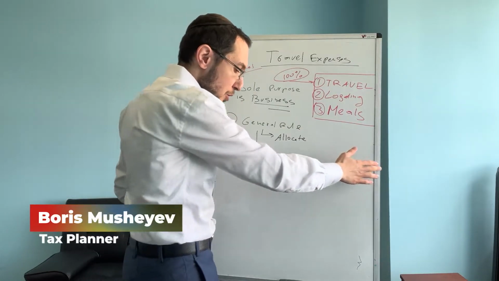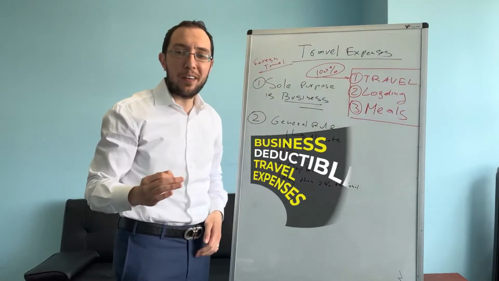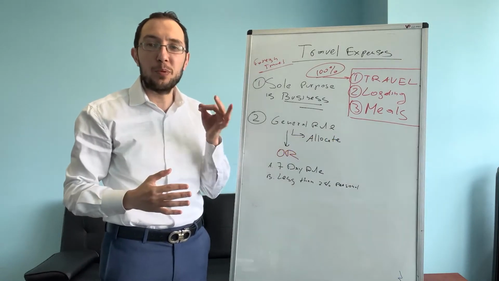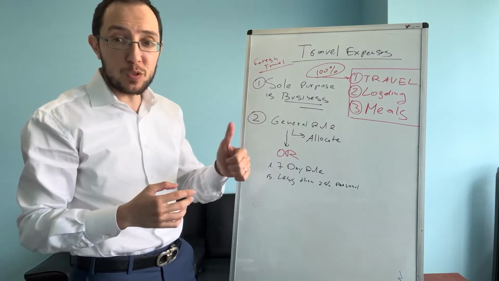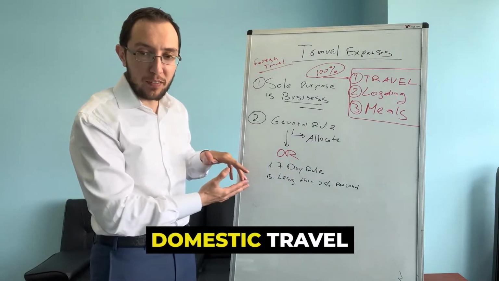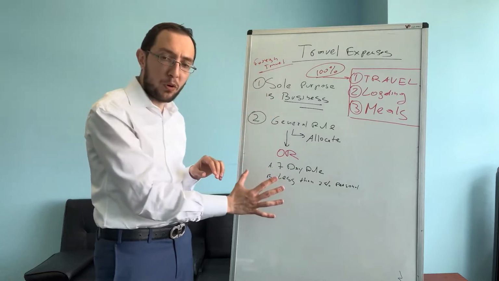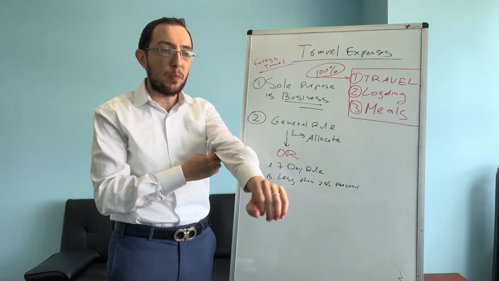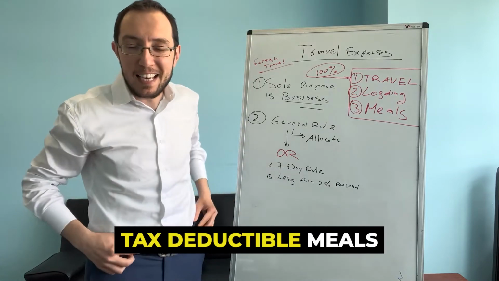In this video, I'm going to be talking to you about how to make your travel expenses business deductible. We're going to break it down in two. First, we're going to talk about foreign travel. Then I'm going to talk about domestic travel within the United States. I don't have that on the board yet, but we're going to fit this into here. And then we're going to talk about how to make your meals tax deductible.